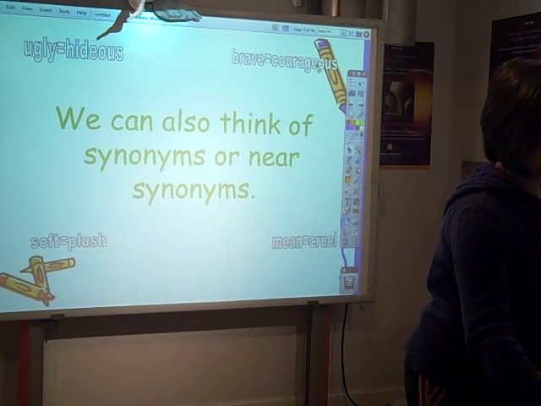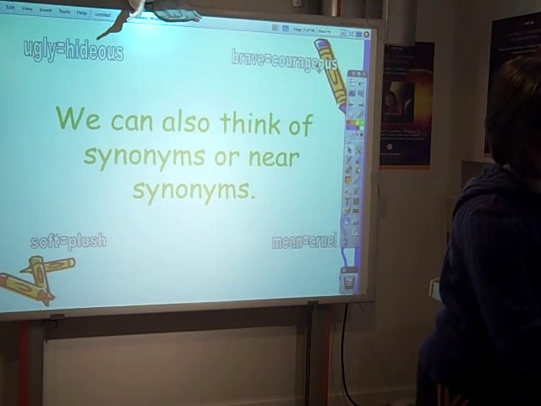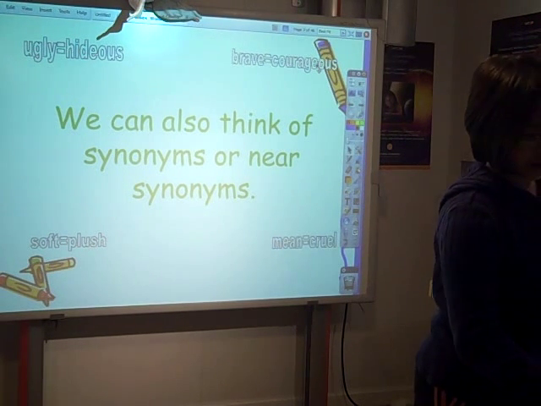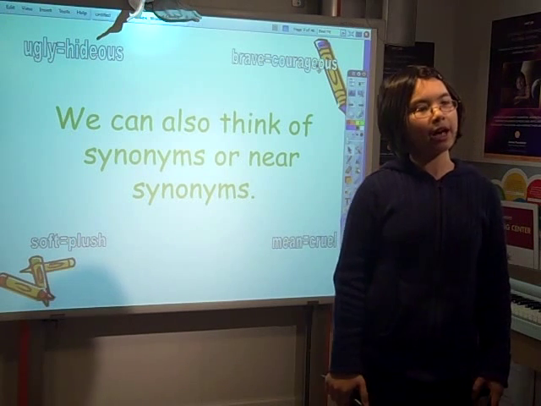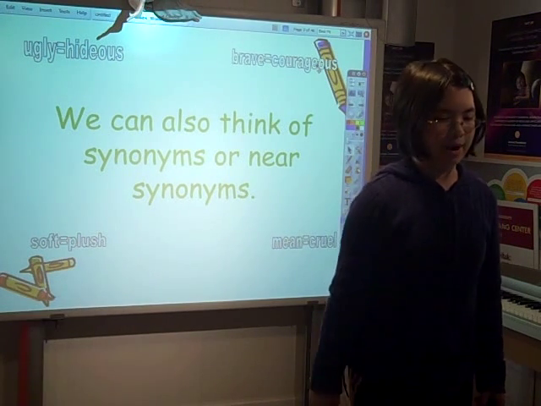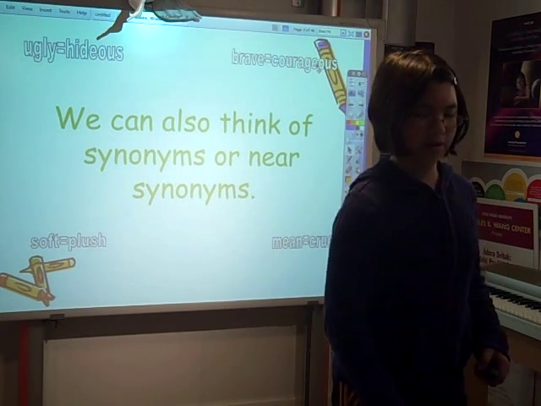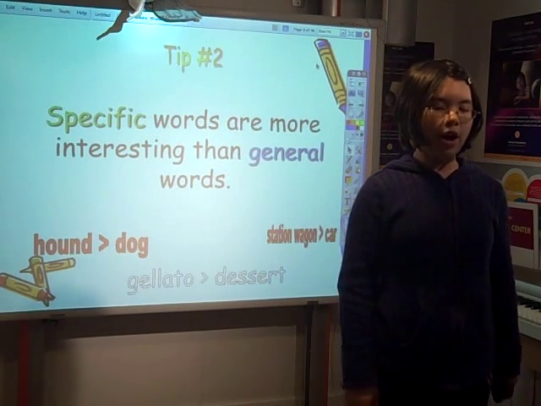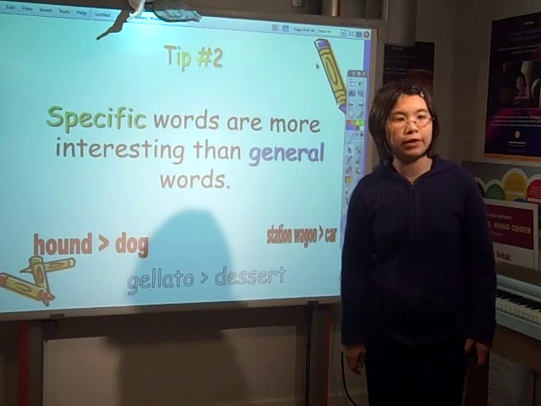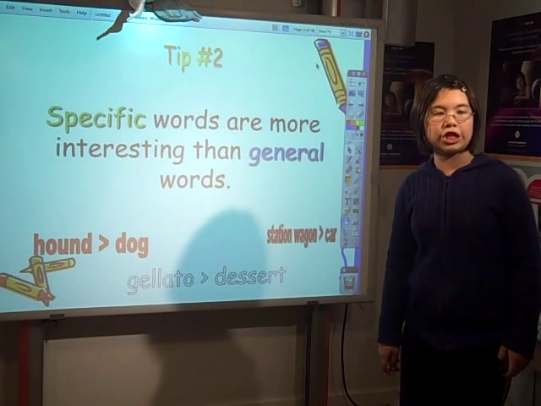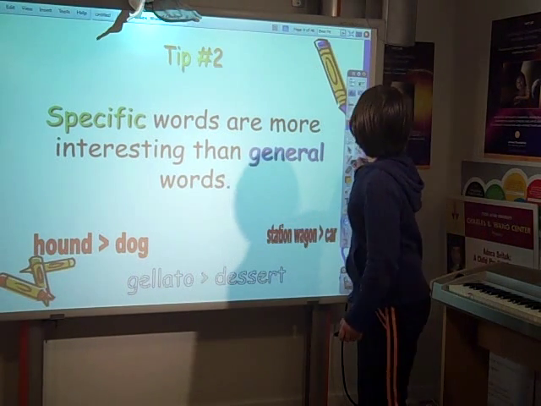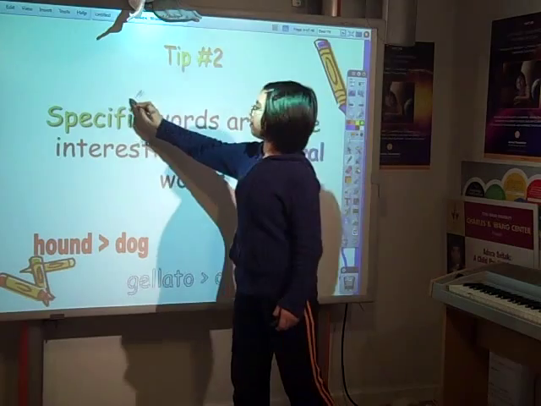Instead. Okay, so in the Mrs. Gibbons house paragraph, we were able to replace a lot of things with synonyms. Okay, so tip number two is specific words are more interesting than general words. Does anyone know what specific means?